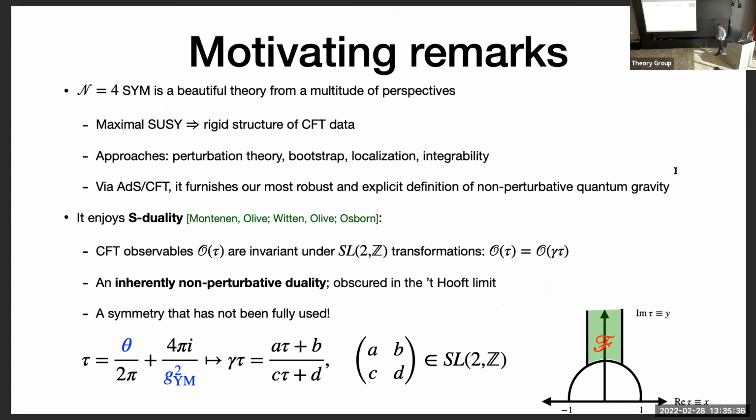So the goal of this talk is to understand the physical consequences of S-duality in N=4 super Yang-Mills, and we'll see that along with that, there are some interesting implications for holography.